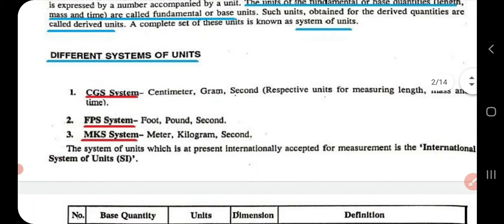So, there are different systems of units available. One is the CGS system. C stands for centimeter, G for gram and S for second. You know that they are the respective units for measuring length, mass and time. The next is the FPS system, that is foot, pound, second. Then the MKS system, that is meter, kilogram, second, etc. Now, at present, the internationally accepted unit of measurement is the SI unit, also called the International System of Units.